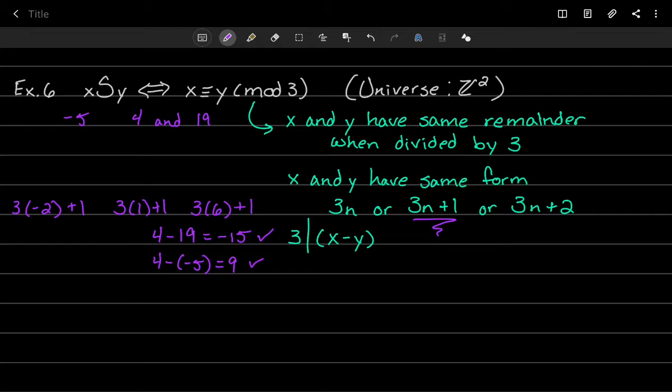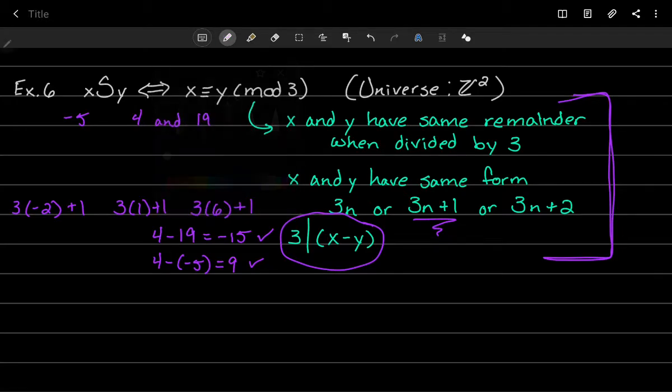So these 3 green statements, they are all the same thing. We are going to use, because it's the easiest to use in proofs, that third one, 3 divides x minus y. And this would be true for any modulo you see. If it says x congruent to y mod 13, that would mean 13 divides x minus y. That's how modulo works. Okay. So that was a very, very brief course in modular arithmetic. Now we want to prove S is an equivalence relation.